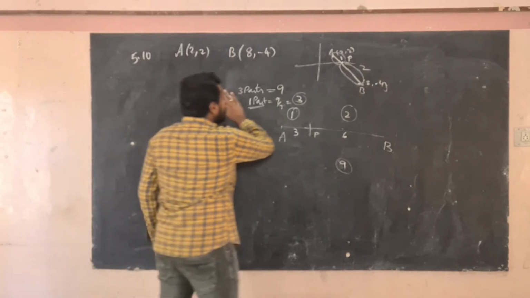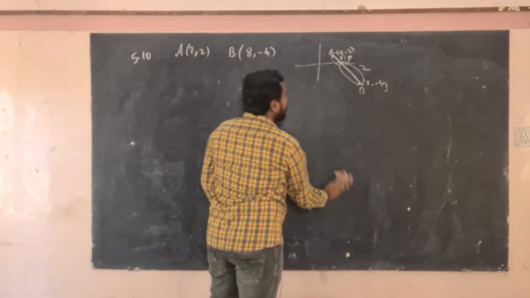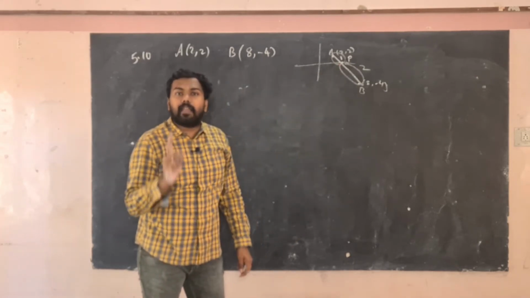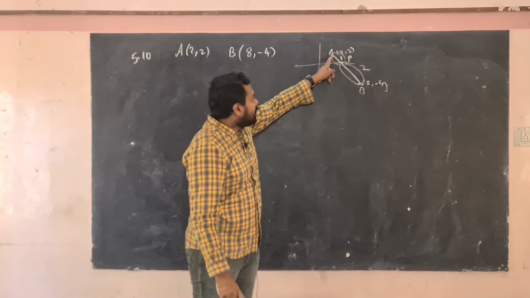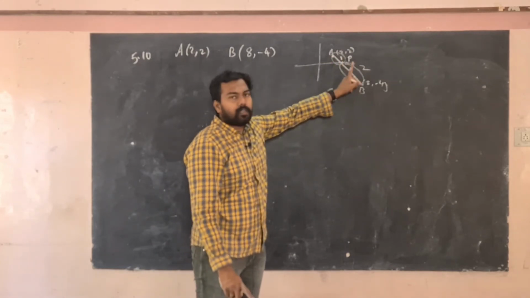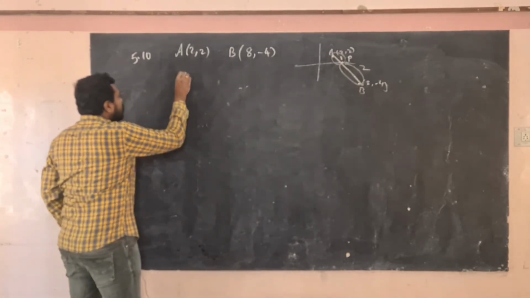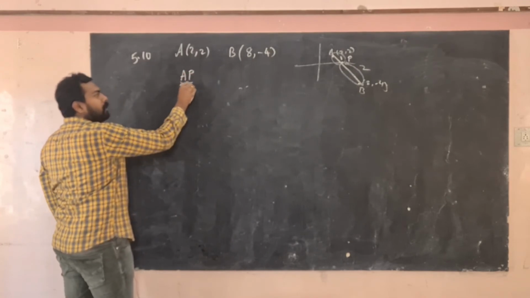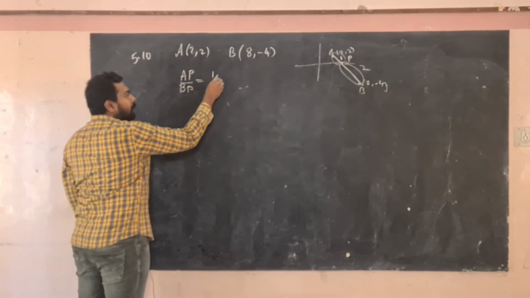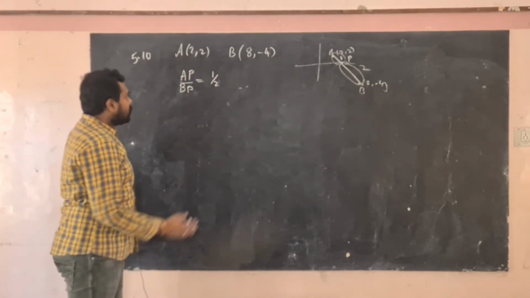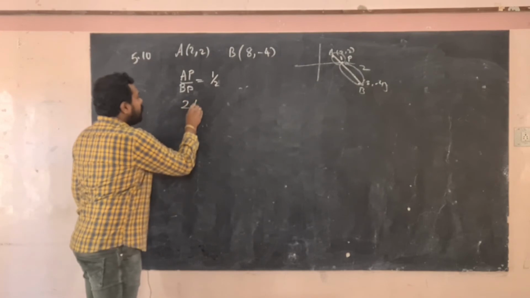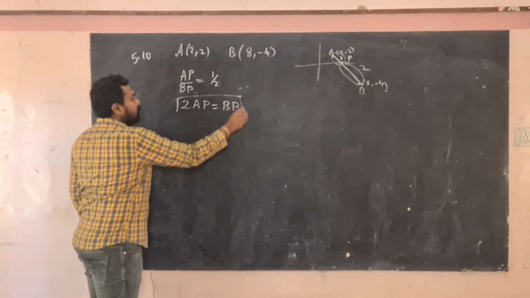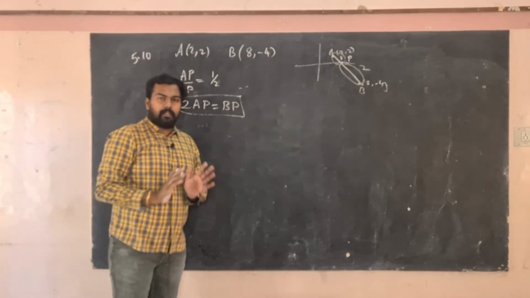Okay, so this is what we have been given in the question: a point P lies on the x-axis such that it divides the line AB in the ratio 1:2. So the ratio AP by PB is equal to 1/2. If we cross multiply, what will we get? 2AP equal to BP. This is what they have given in our question.